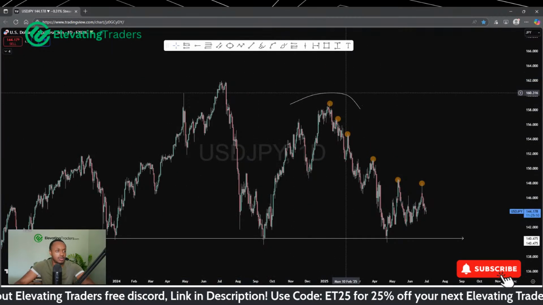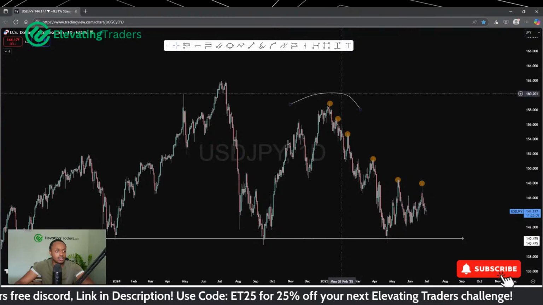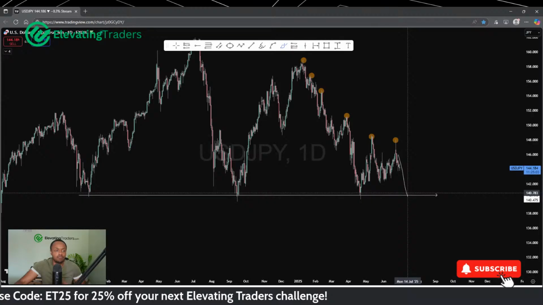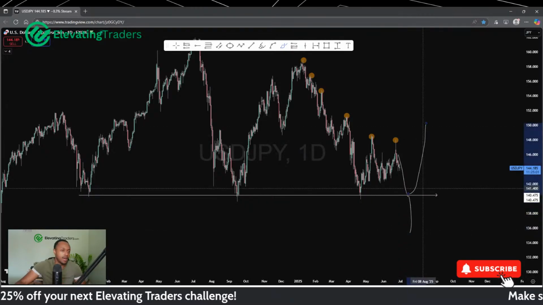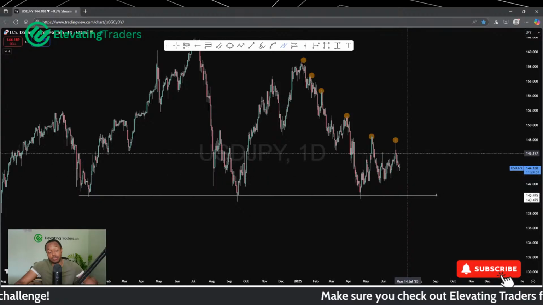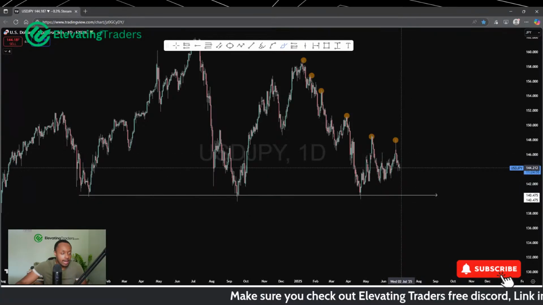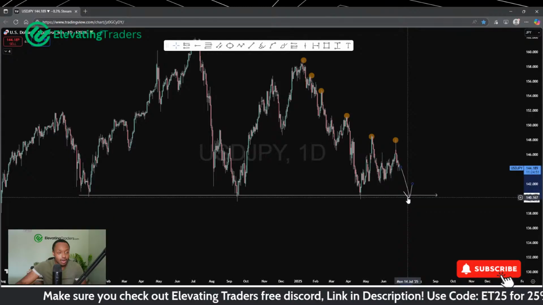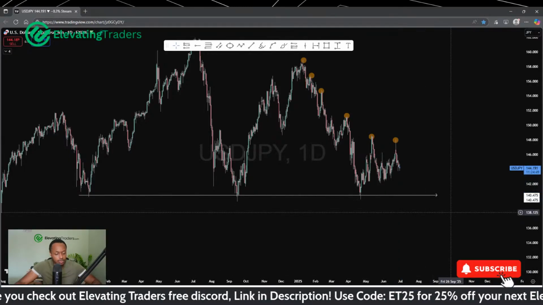So I do think dollar yen is likely just to continue to fall back into support, and then we go from there. Maybe price breaks, maybe price respects it, it has a bigger reversal. We'll find out when we get there. But for now, I do fancy another swing lower. So the way I see dollar yen right now is still falling.